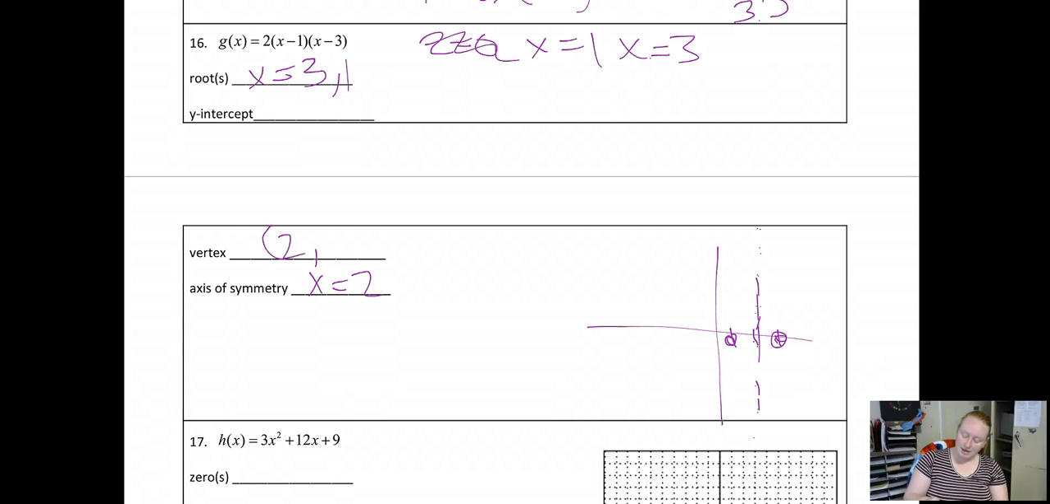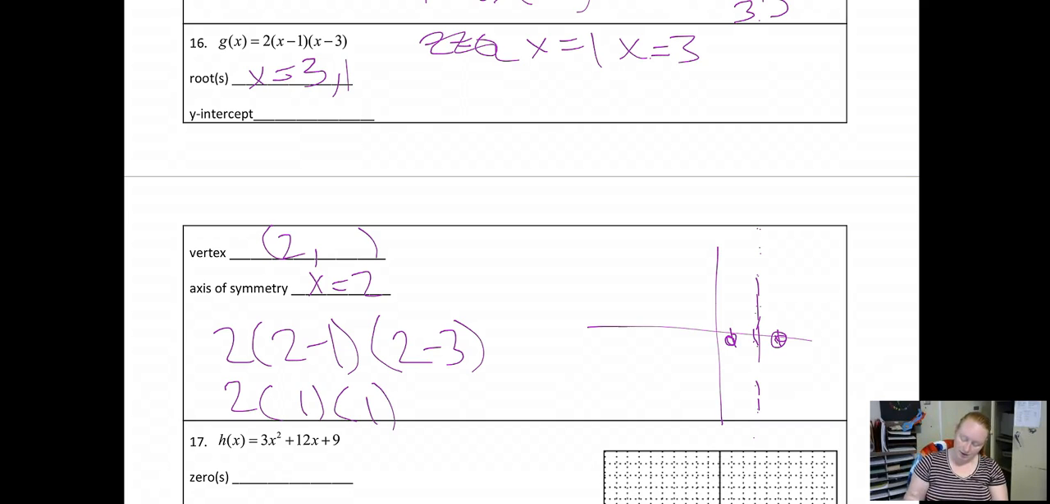That's going to be the x of my vertex, and I'm going to plug in to get the y of my vertex. So I'm going to use 2 times 2 minus 1. All I did was plug that 2 that I got from the line of symmetry into the x of my factored form. I'm going to take the 2 minus 3. I get 2 times 1 times 1, which gives me 2. So now I have my vertex. So my vertex is going to be at 2, 2.